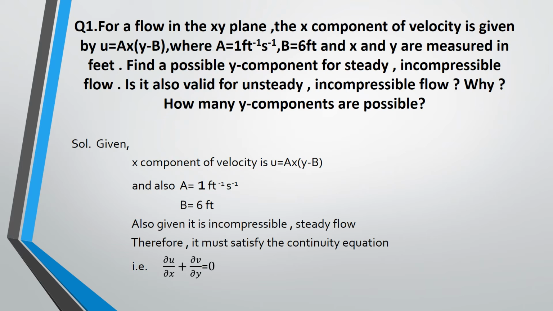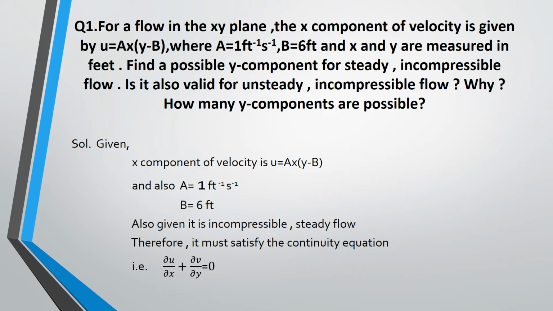The first question is stated as: for a flow in the xy plane, the x component of velocity is given by u equals a x into (y minus b), where a equals 1 feet inverse second inverse, b equals 6 feet, and x and y are measured in feet. Find a possible y component for steady incompressible flow. Is it also valid for unsteady incompressible flow, and why? How many y components are possible?